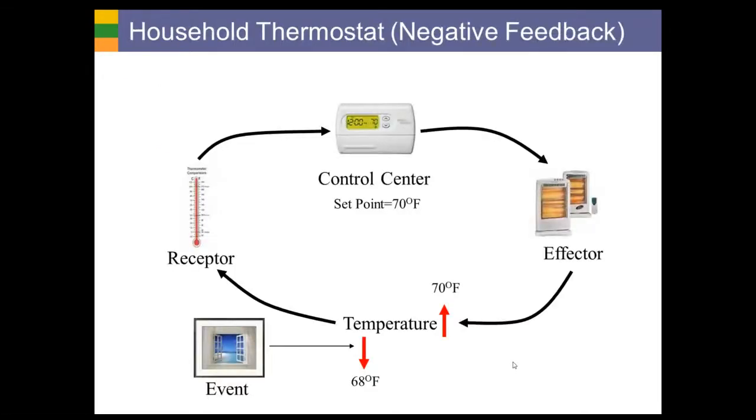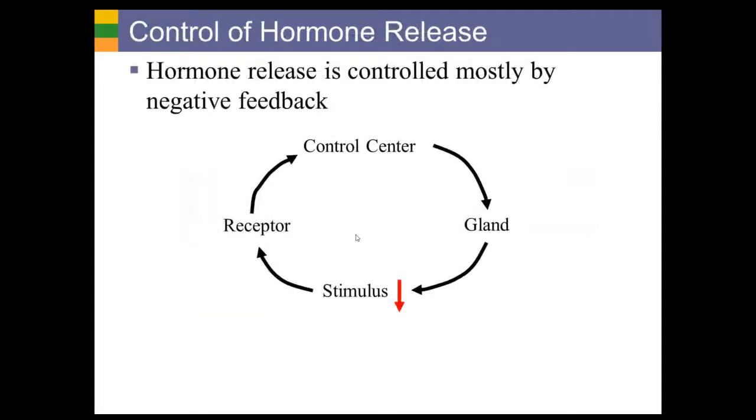Negative feedback works like a household thermometer. You open the window, drops the temperature. In response, a receptor detects that drop in temperature, communicates that information to the control center, your thermostat. Because the set point's at 70 and the temperature has dropped lower than 70, it activates the effectors, which are your heaters. Heaters come on, they bring the temperature back up to 70. That removes the stimulus that caused the effectors to come on in the first place. Okay, so hormones are typically self-limiting. Their secretion decreases further secretion of that hormone.